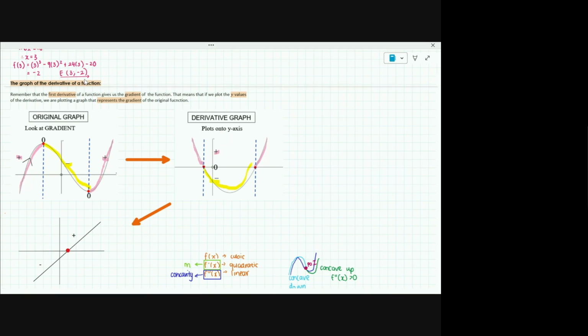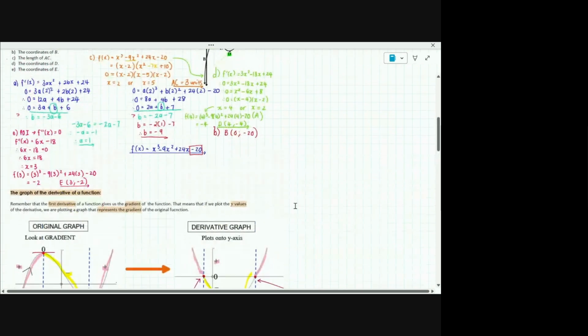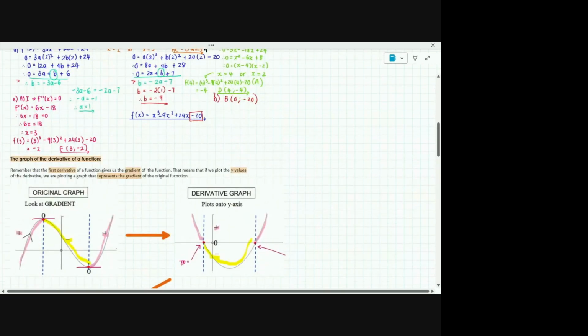Those turning points we know are very important. Those turning points, we know, are when our first derivative is equal to 0. And if you think about this, your first derivative is the quadratic. If you were to make that equal to 0, that would be your x-intercepts. So these x-intercepts represent the turning points of your original function. I'm just going to write that down. Turning point of original.